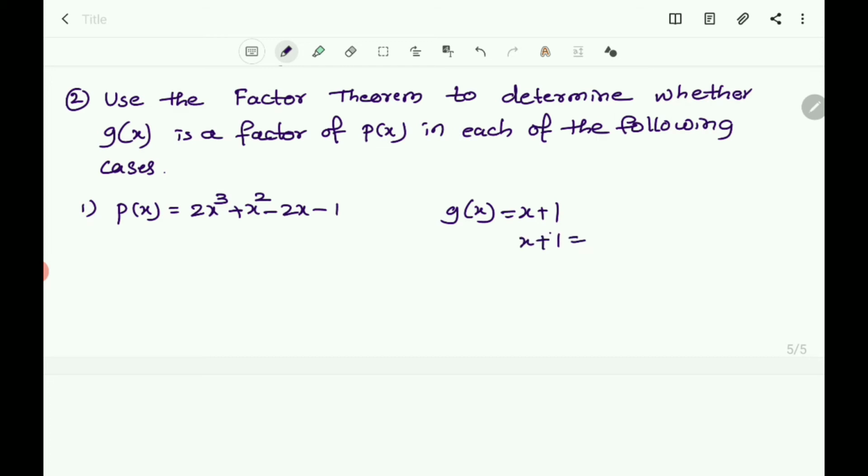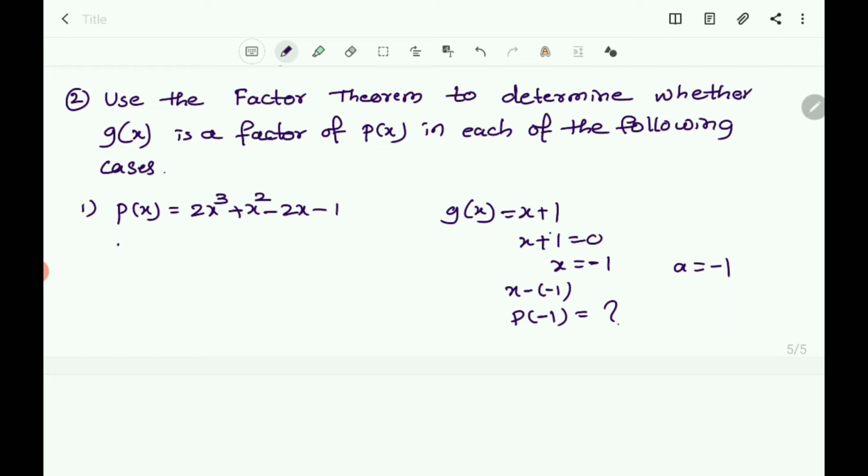x plus 1 equals 0 implies x equals minus 1. So it is x minus of minus 1. So p of minus 1 you have to take. In the place of a, here you got minus 1. So you have to find out p of minus 1. If p of minus 1 is 0, then you can say that g of x, x plus 1, is a factor of the given p of x.